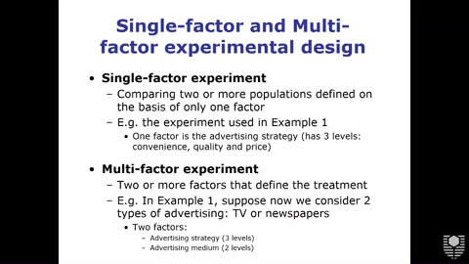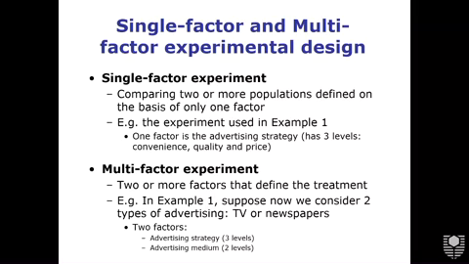And we have two different factors. The strategies that we're going to market our three strategies, like convenience products, we're going to use TV and the newspaper. So advertising strategy has 3 levels: convenience, product quality, and price. Advertising medium, we're going to have TV or newspaper, right?